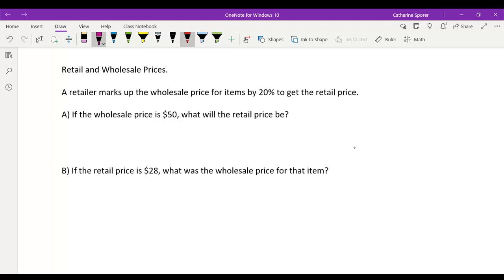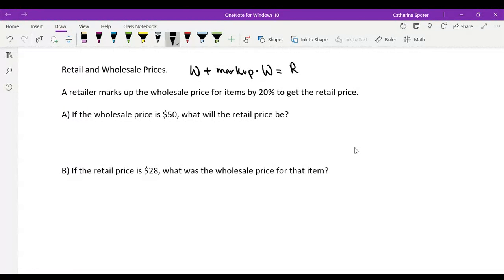For these types of problems, we can use the equation that the wholesale price plus the markup times the wholesale price will give us the retail price. So instead of price, actually, I'm going to write R for retail. There are a lot of different versions of this equation. This is one way we can write it. We're taking our wholesale, marking it up by a certain amount, multiplying that markup by the wholesale price, and that gives us the retail price.